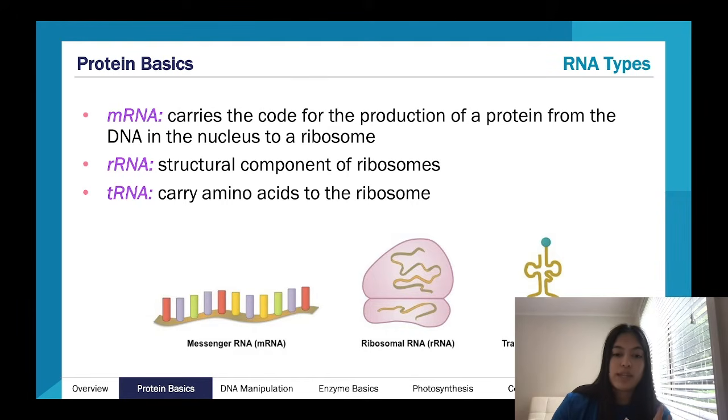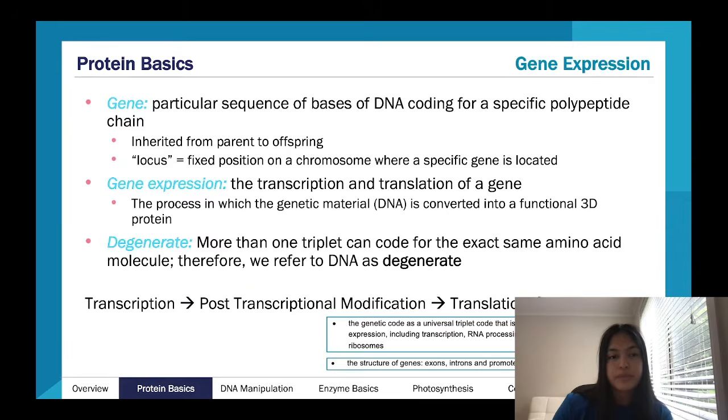Essentially, you just have to understand when they are separate, and again, be specific. If you are talking about RNA, you're talking about mRNA, you're talking about tRNA, and then just understand that rRNA is part of a ribosome, really.